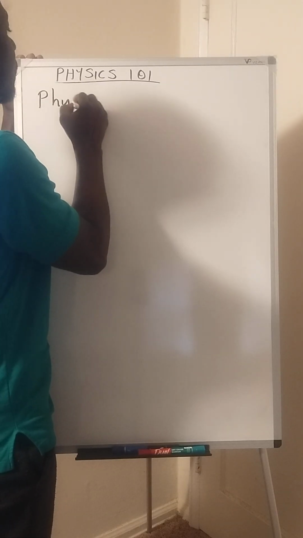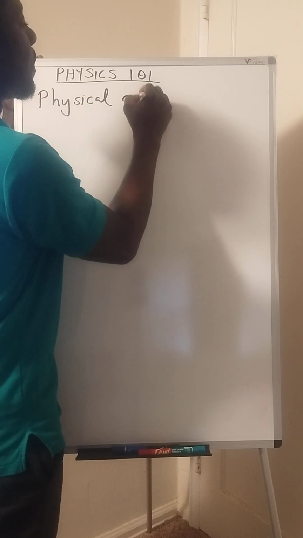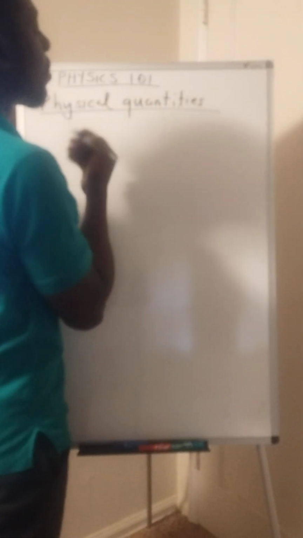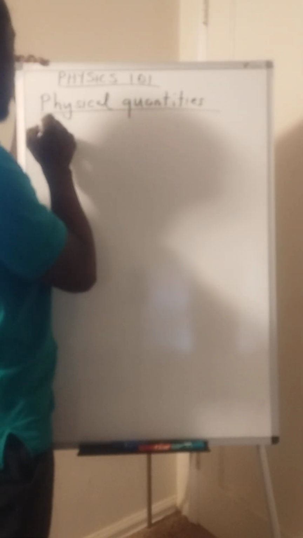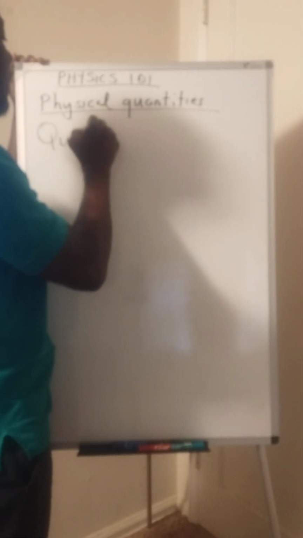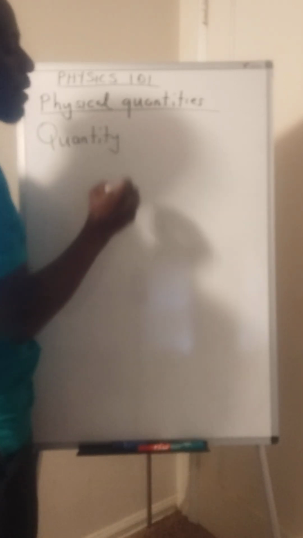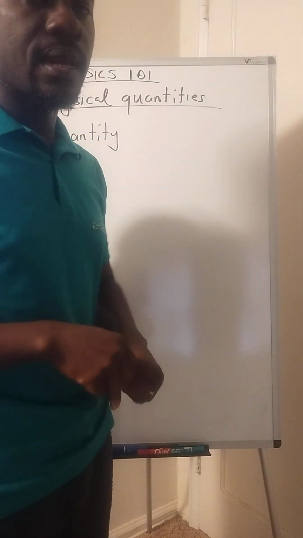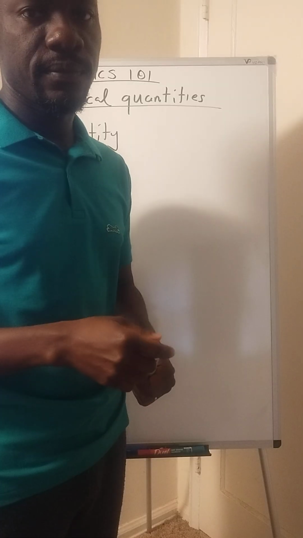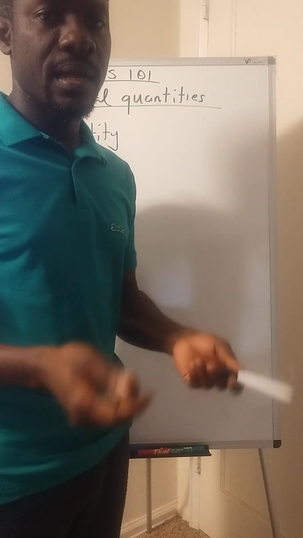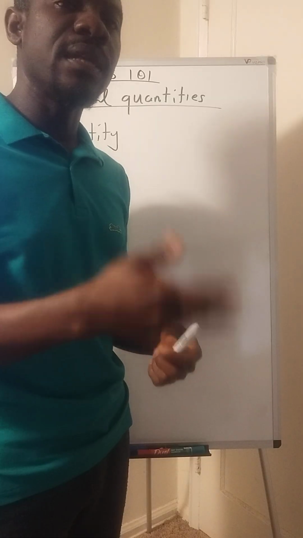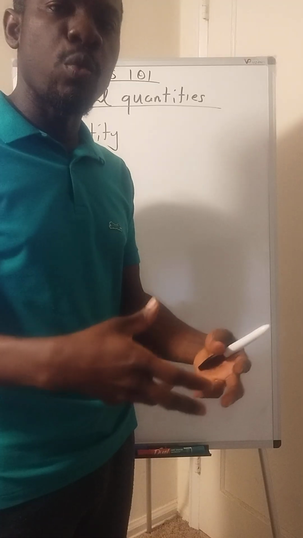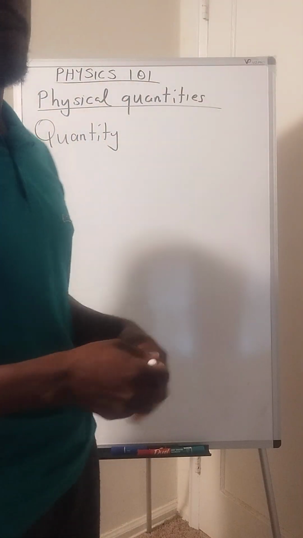Physical quantities. So when we talk of a quantity, a quantity is anything that can be measured at a lab or can be expressed using mathematical means. And so the measurable property of a material that can be expressed in a numerical form with unit is what we call the physical quantity.